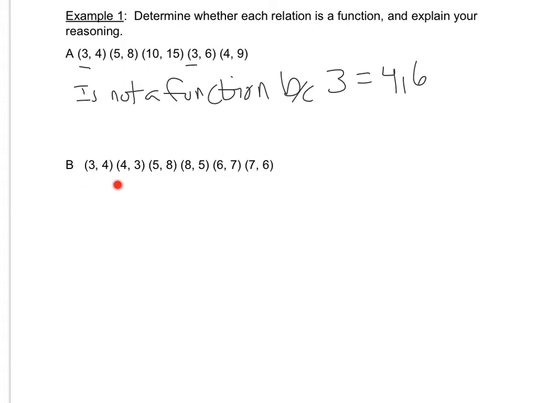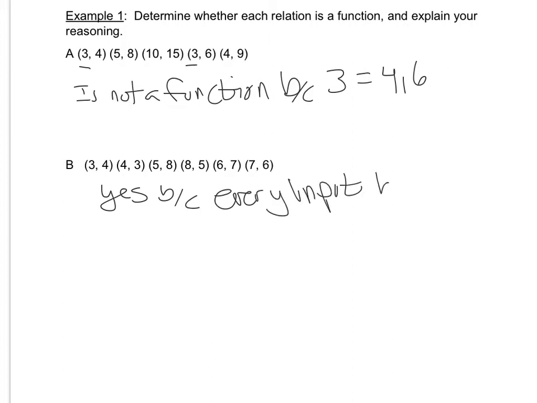So we have 3, we have 4, we have 5, we have 8, we have 6, we have 7. Did x ever repeat? No. So yes, it is a function, because every input has exactly one output. Okay, so let's take a look at more of dealing with relations and functions. So this one is a relation, this one is a function.